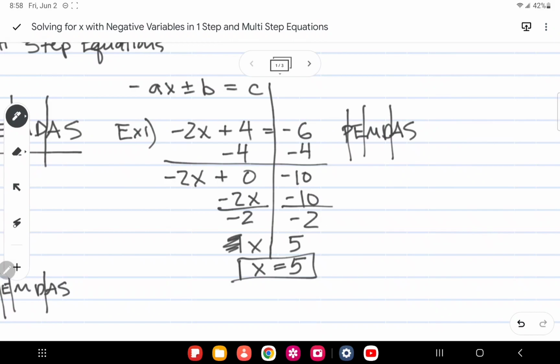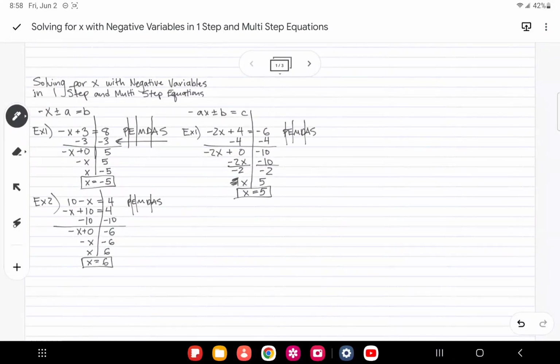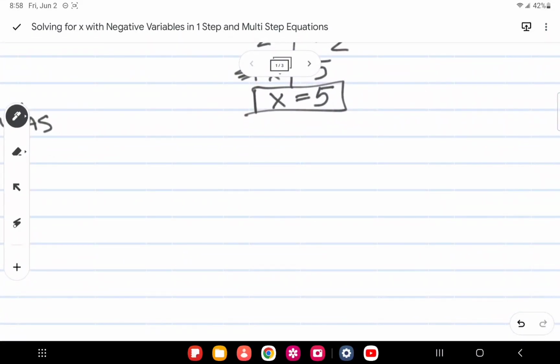Now as you can see, we didn't have to switch the variables because in dividing the negative variable by the negative coefficient or its coefficient, it gets rid of that negative sign in front of the variable. Okay? Let's head on over to the next example. Example 2.